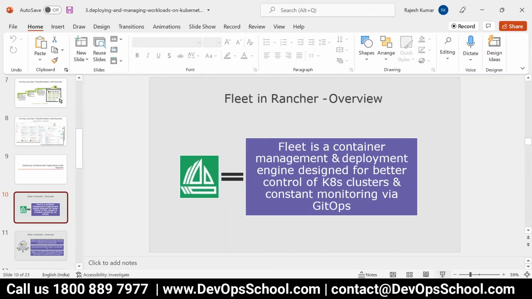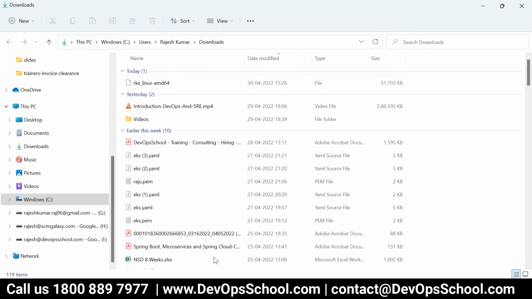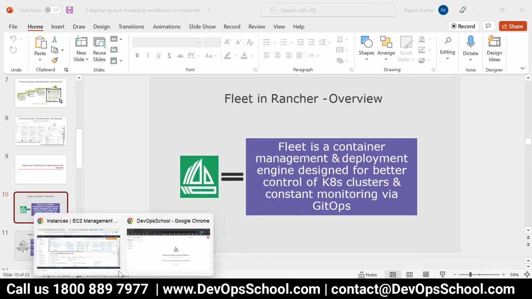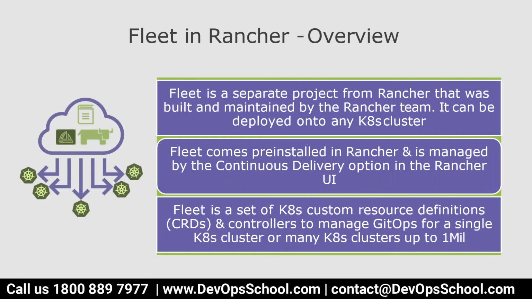This is Fleet. So what is Fleet? Fleet is a container management and deployment engine designed for better control of Kubernetes clusters and constant monitoring via GitOps. Okay, so this is the area which we have for Fleet, again the same place. And Fleet is a separate project from Rancher that was built and maintained by the Rancher team. It can be deployed onto any Kubernetes cluster. Fleet comes pre-installed in Rancher and is managed by the continuous delivery option in the Rancher UI. Fleet is a set of Kubernetes custom resources, which we call CRDs.